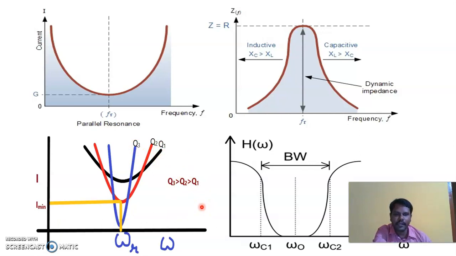Now to understand the bandwidth, for a given I minimum, multiply by root 2, you will get two points omega C1 and omega C2. The difference between the upper and lower frequency is what we call bandwidth.